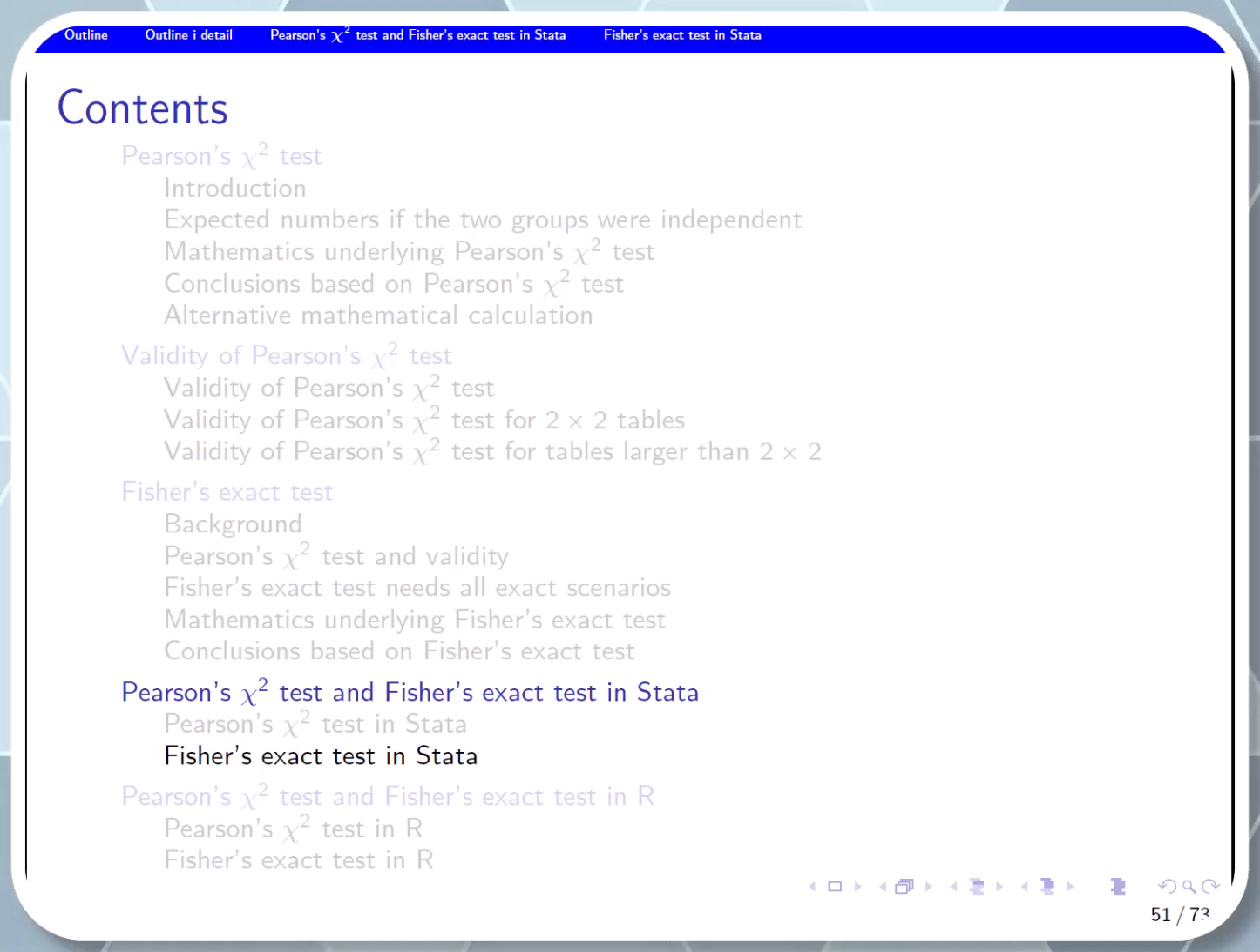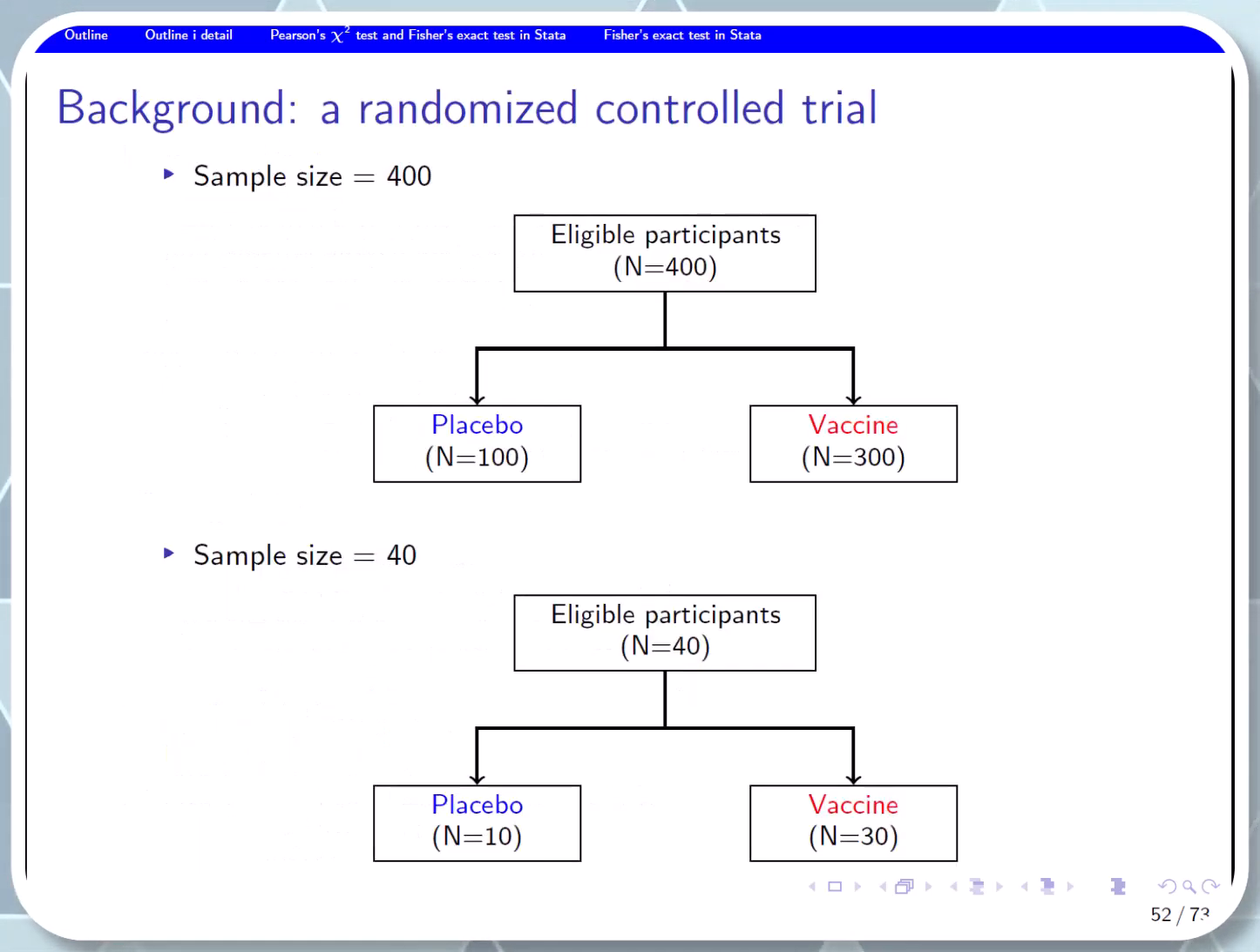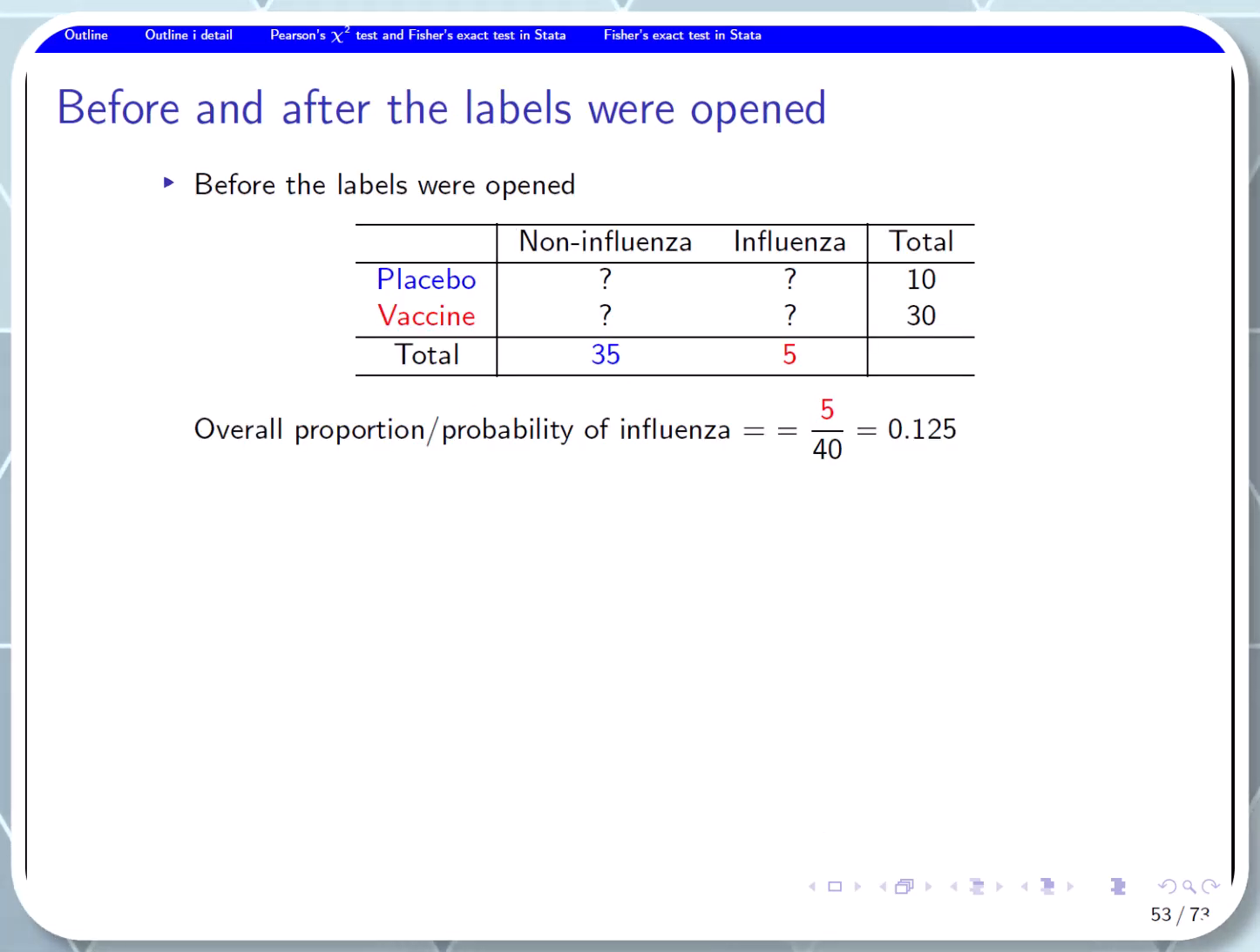Fisher's exact test in Stata. Again, let's revisit a slide from the video Fisher's exact test part 1, background. Suppose due to limited budget and time, instead of 400 participants, 40 participants were included and randomized into two groups. 10 participants received the placebo and 30 participants received the vaccine. At the end of the study, 5 out of 40 participants contracted influenza.